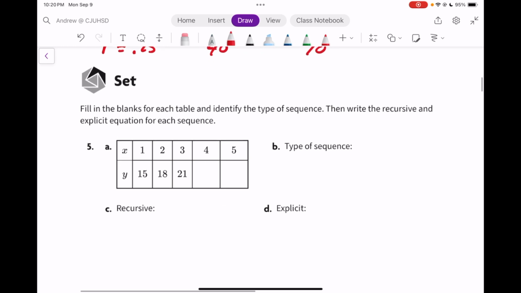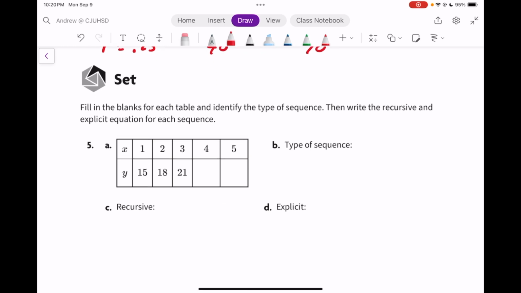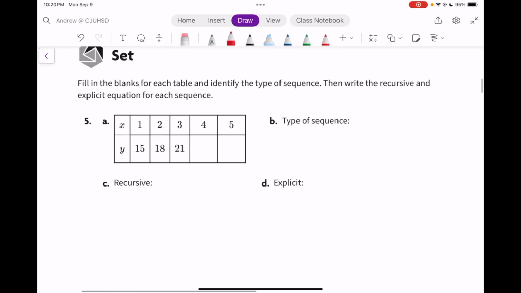Now let's jump into the Set. Fill in the blanks for each table and identify the type of sequence. So a lot like we did yesterday. Then write the recursive and explicit equation for each sequence. So you're going to fill in the blanks. What type is it? Is it arithmetic? Is it geometric?